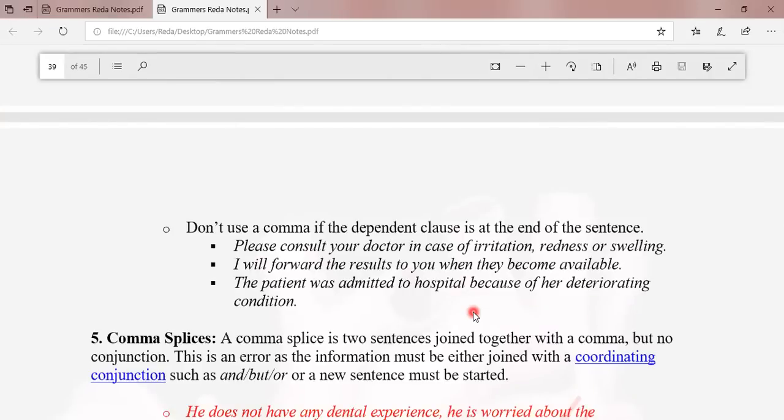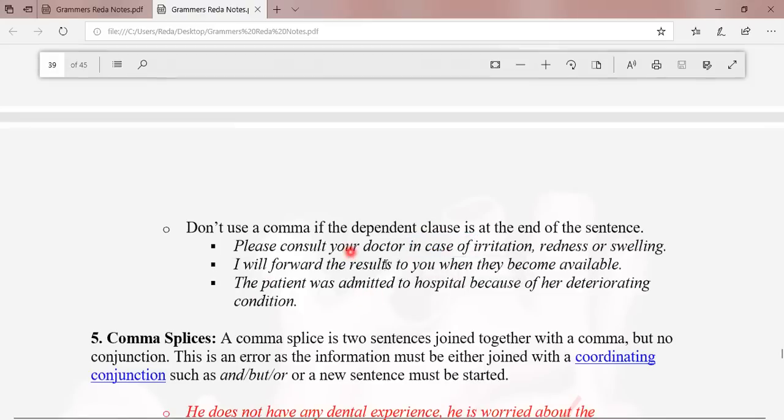Okay, please consult your doctor in case of irritation, redness, or swelling. Don't use comma if the dependent clause is at the end of the sentence. So here no comma. Here no comma. Please consult your doctor in case of, like if, the same as if, because in case of it is the same as if. If the dependent clause is at the end, don't use comma.